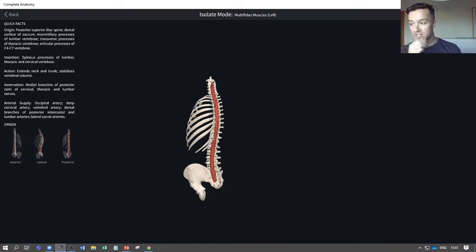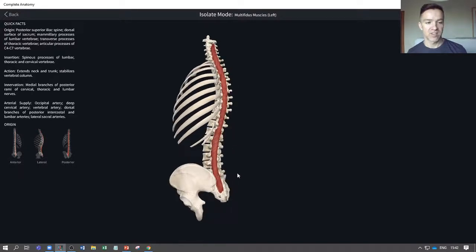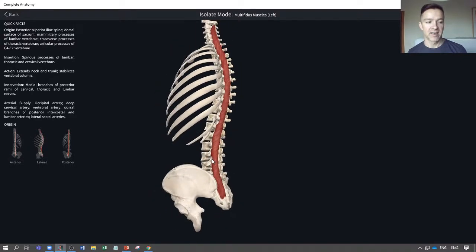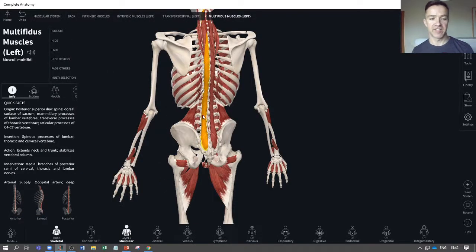A weakness in your multifidus will lead to lower back pain and instability. So it is one that is important for stability and for alleviating pain. A good, healthy multifidus muscle.